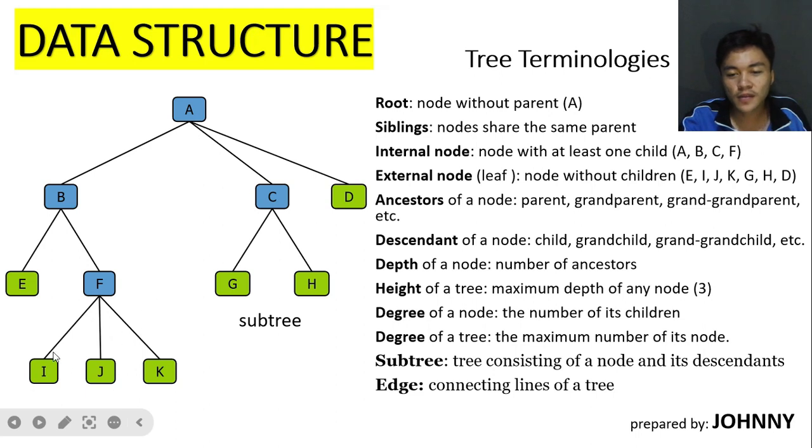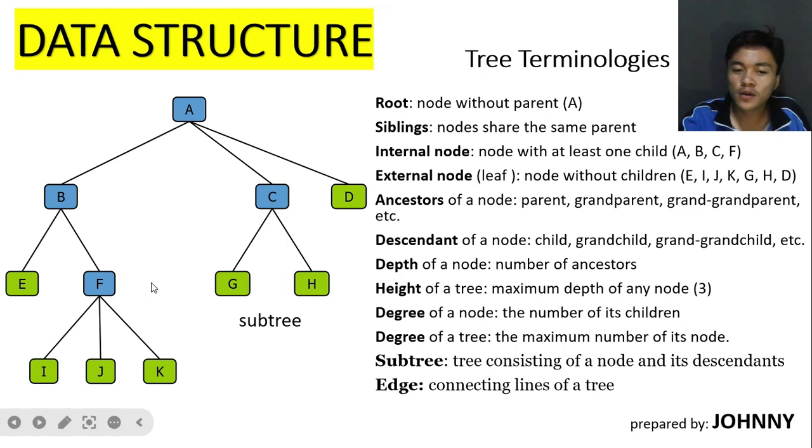And the depth of a node is the number of its ancestors. So let's count it from here. F, B, and A. So we have 3, the ancestors of I, J, and K. And the height of a tree is the maximum depth of any node. Let's start counting from B, F, and J. We also have 3, as normally we would not start counting from the root.